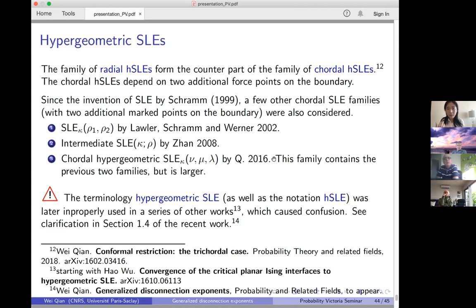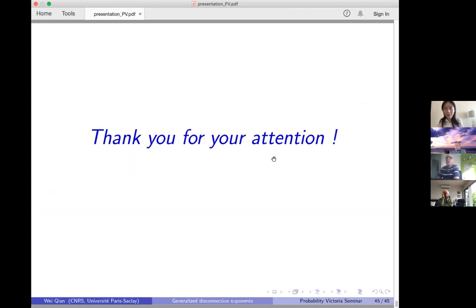So yeah, I want to make this clarification because there is a lot of confusion in the community, and some people think that hypergeometric SLE is the same as intermediate SLE, and this is not the case. Okay, so this is all, and thank you for your attention.